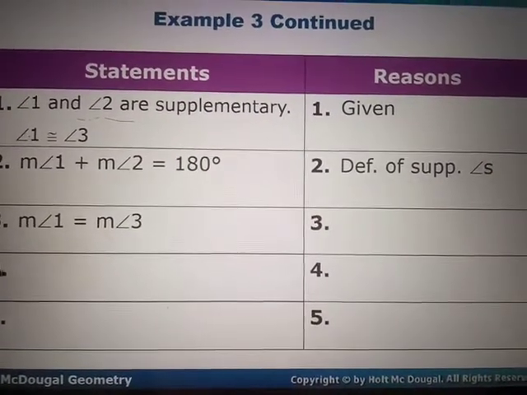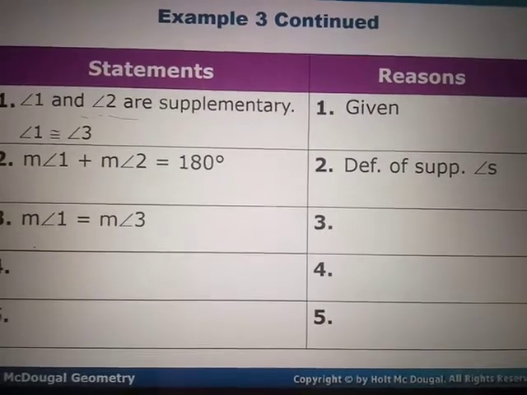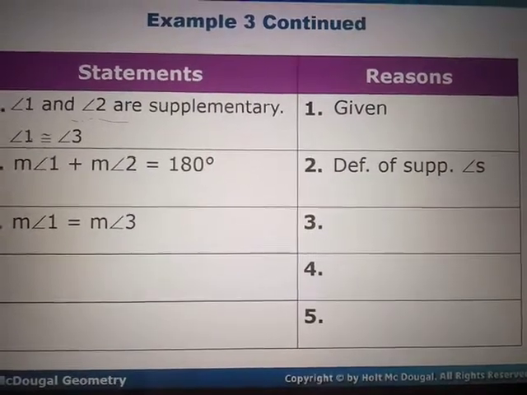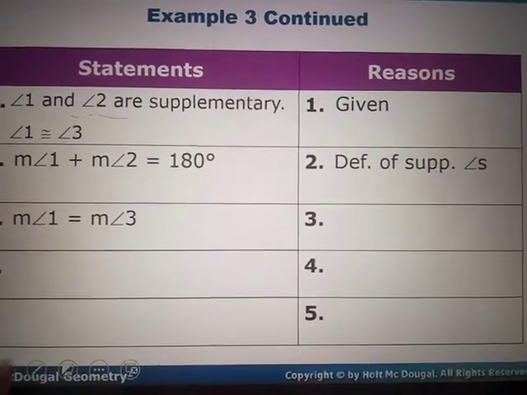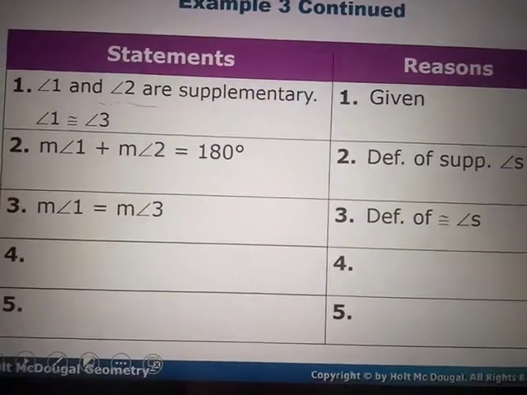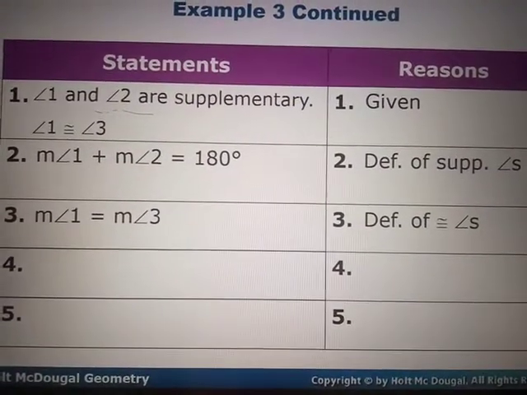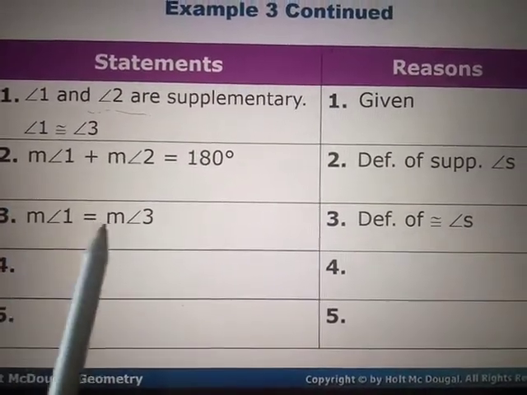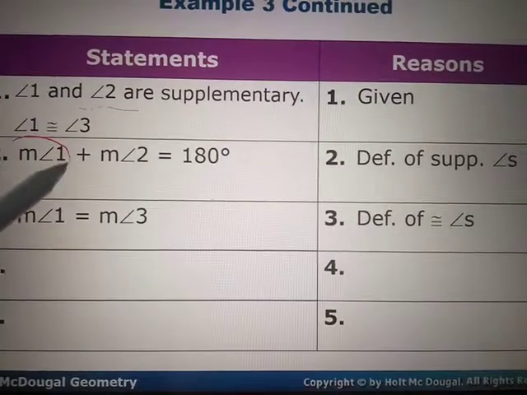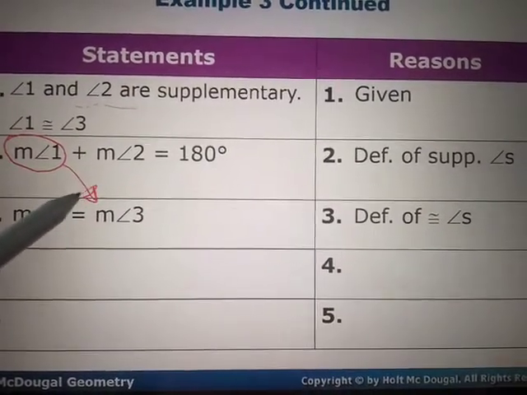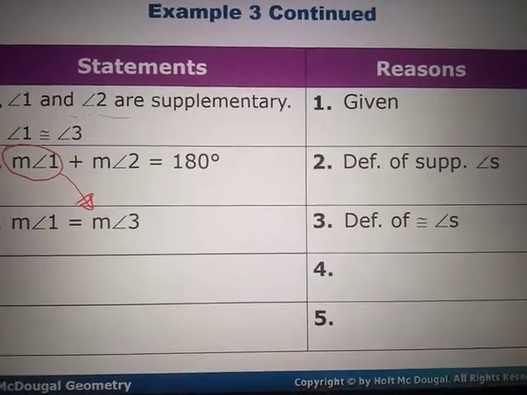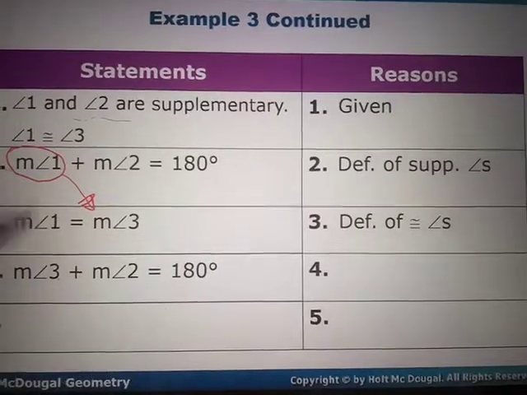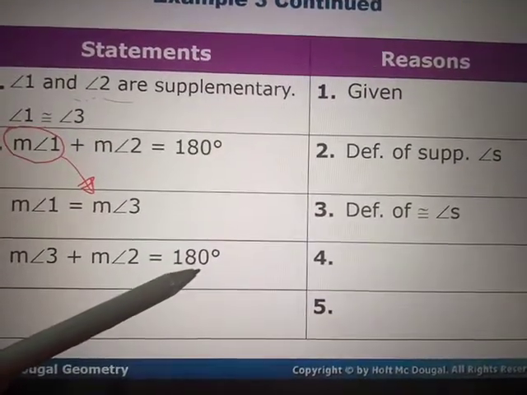And we said the congruent led to equality. So measure angle 1 equal measure angle 3. From where? From definition of the congruent. Right? Compare. Here angle 1 equal angle 3, so we can substitute angle 1 by angle 3. So measure angle 3 plus measure angle 2 equal 180.